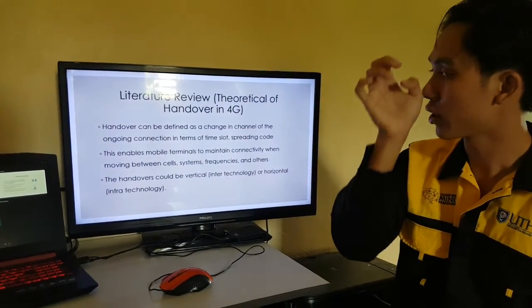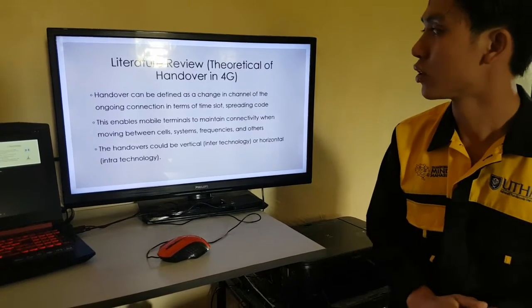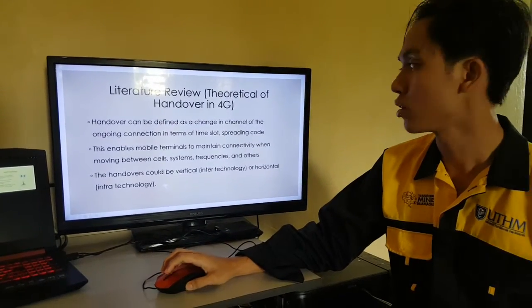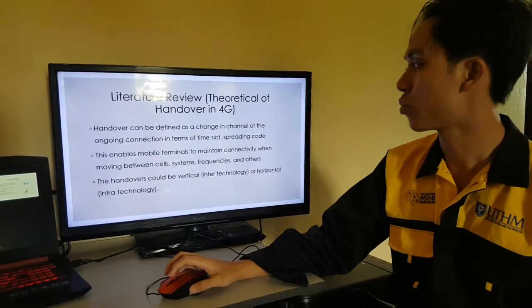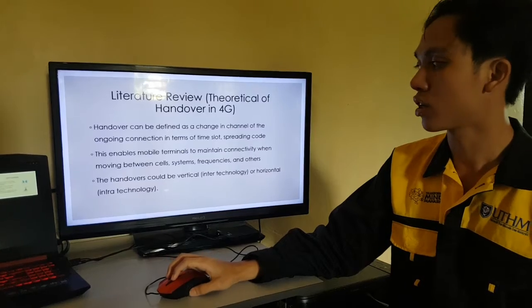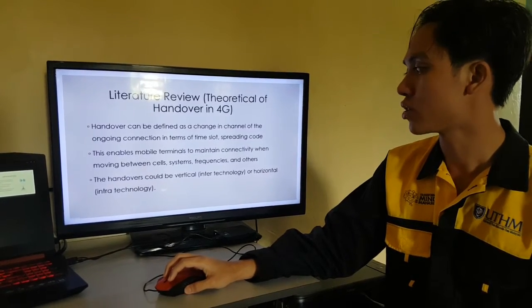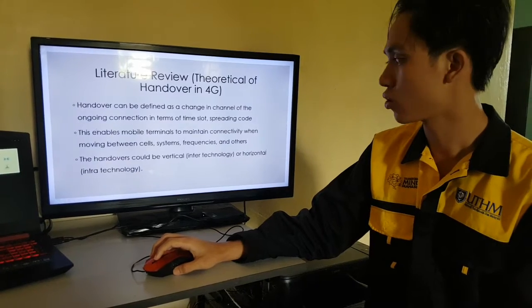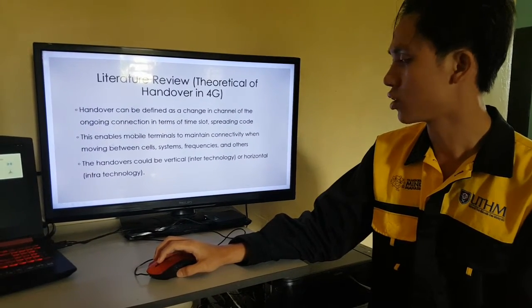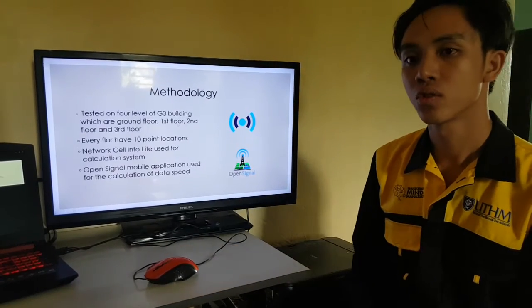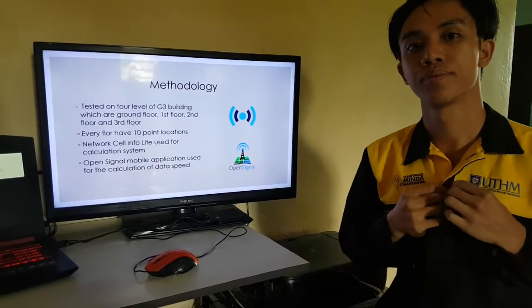So handover, what is handover? Handover can be defined as a change in channel of the ongoing connection in terms of time slot, spreading code. This enables mobile terminals to maintain connectivity when moving between cells, systems, frequency, and others. The handovers could be vertical, inter-technology, or horizontal, intra-technology.